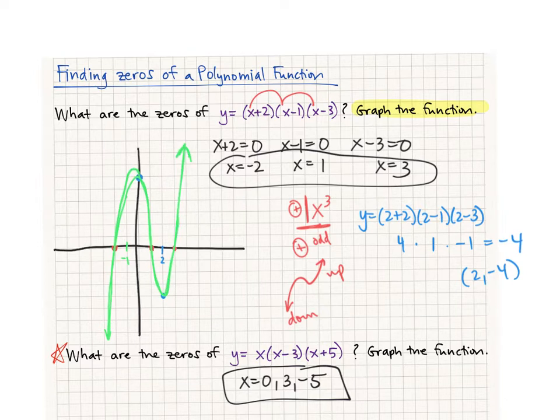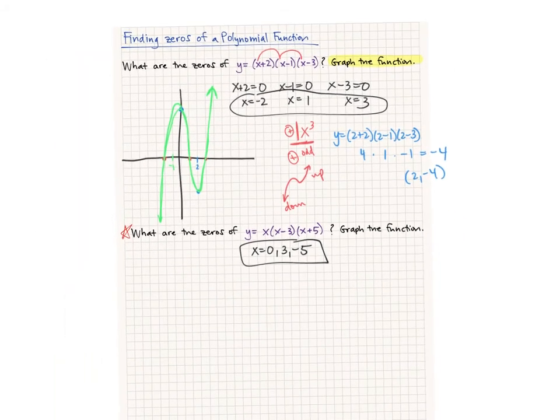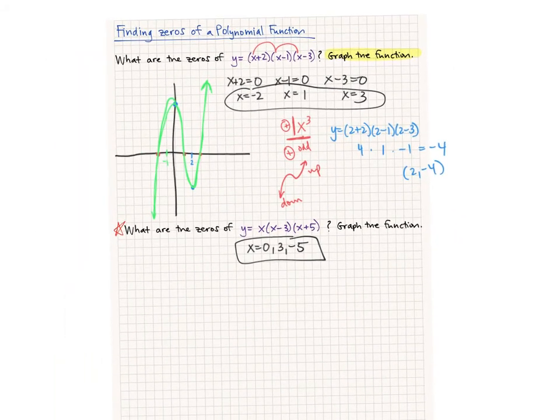Okay? All right, so now you have the zeros for this one. Press pause and try it on your own, graphing it. Okay, and then check back for the solution.